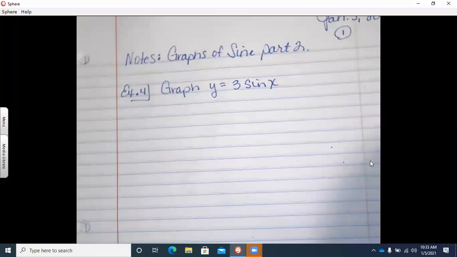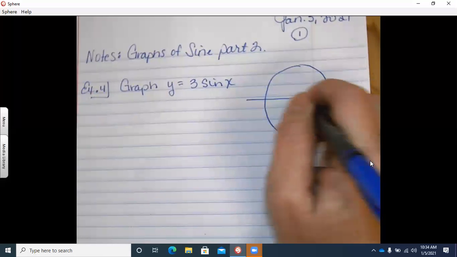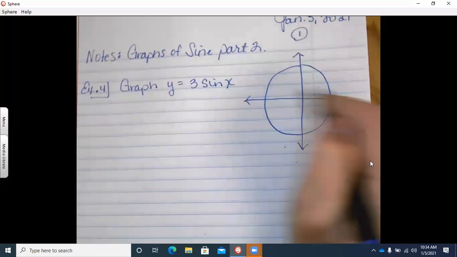All right, and I always like to draw a little unit circle. It just helps me, because sometimes when I visualize in my head, I don't get everything correct. And of course, you want to get it correct.